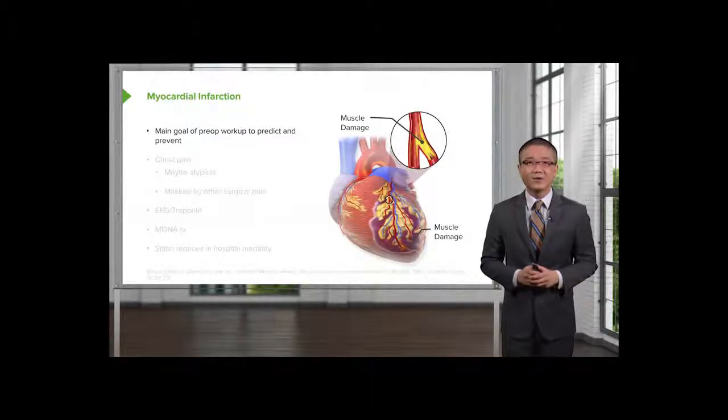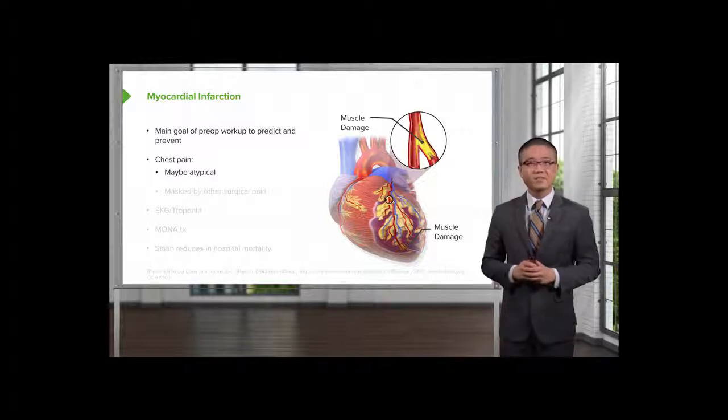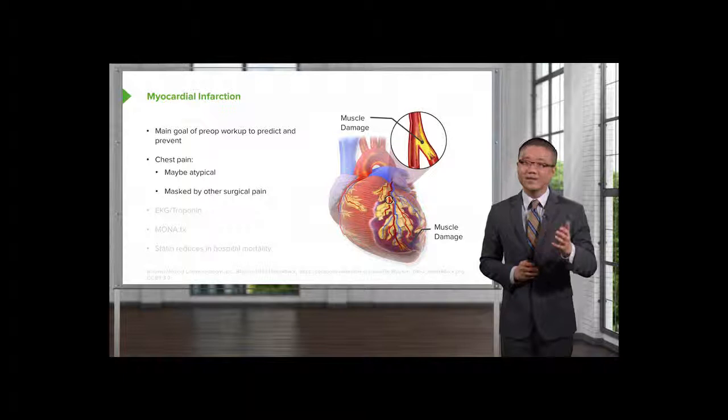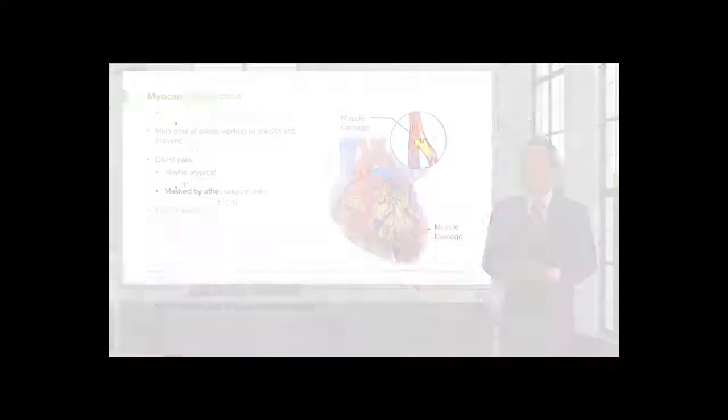What happens during a myocardial infarction is that the coronary vessels are not perfusing the heart enough with oxygen. And our main goal of the pre-op workup is to predict and try to prevent a postoperative myocardial infarction. Remember, patients who present with myocardial infarctions, particularly in the postoperative period, may have atypical symptoms. And because the patient may be experiencing pain elsewhere, it may be masked by other surgical pain.